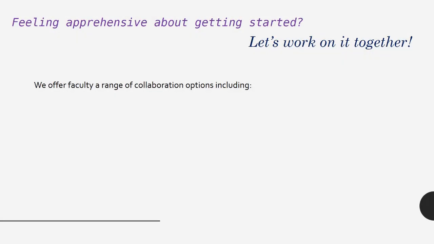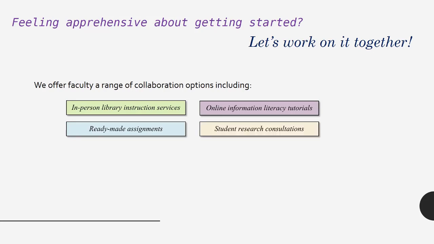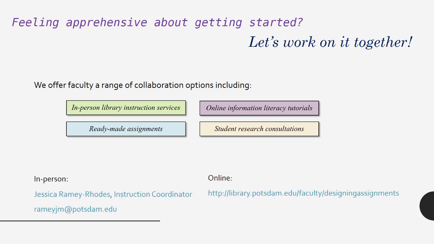Feeling apprehensive about getting started? That is totally understandable. I would be really excited if anybody would be interested in working specifically with me on collaborating on assignments. So please reach out to me. We offer in-person library instruction services, online information literacy tutorials, ready-made assignments, and student research consultations. And the student research consultations are really popular with students, and they seem to do really well with them. So you can reach out to me through email. Again, my name is Jessica Ramey Rhodes.